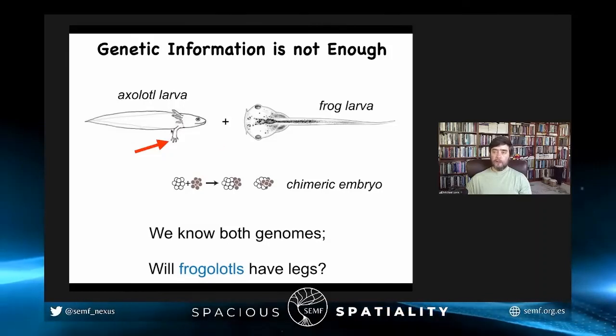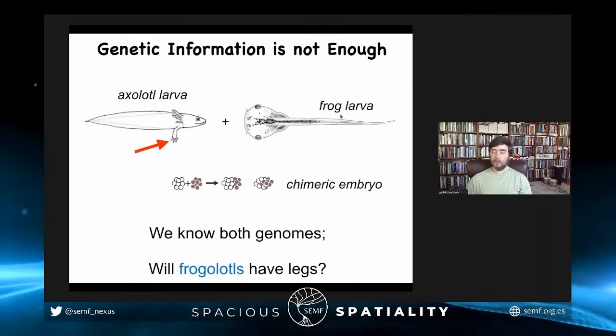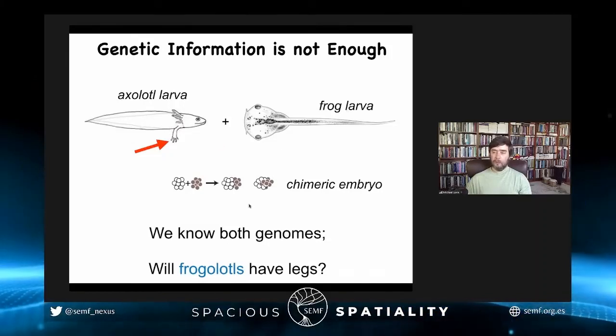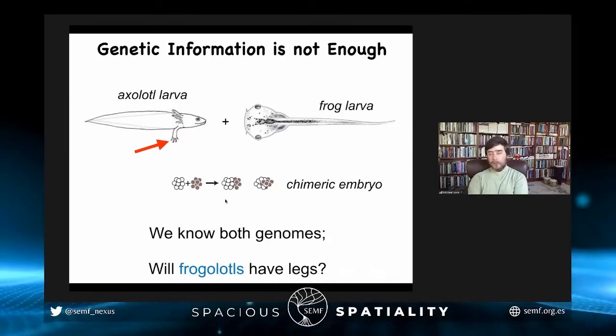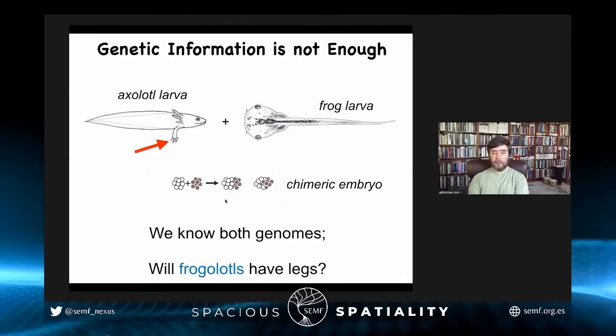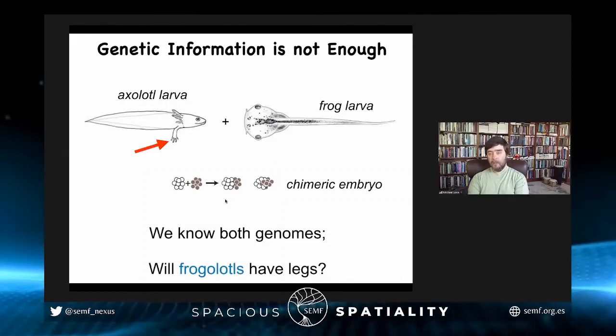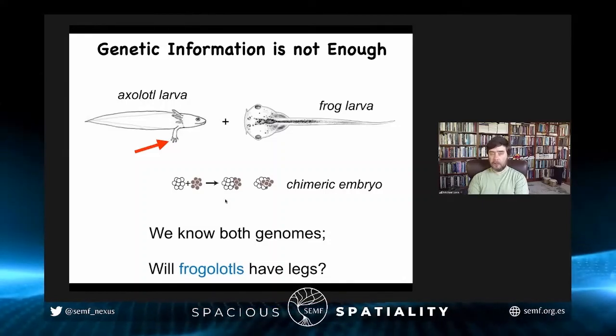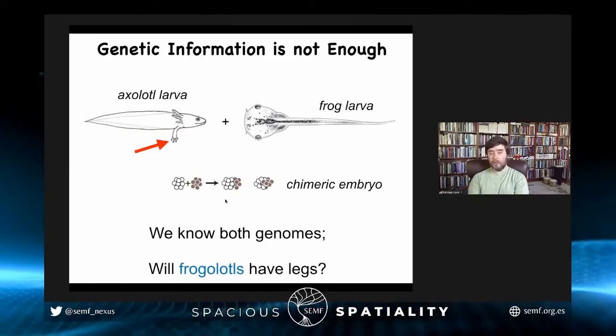Question. You've got the genome of the axolotl, you've got the genome of the frog. How come we don't have any models that tell us whether frogolotls will have legs? We have no idea from that information whether frogolotls are going to have legs or not. And if they do have legs, whether those legs will be made of axolotl cells or also include frog cells. We have no idea, even though you've got the genetic information.